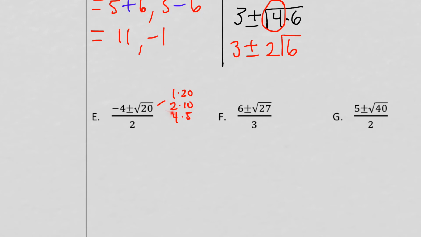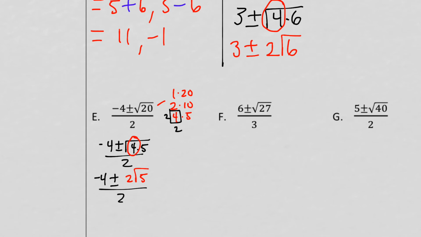If I scan these different factors, I notice that 4 is my largest perfect square. It's just 2 times 2. So I can rethink this piece of this expression. Instead of 20, write it as 4 times 5. So now I have negative 4 plus or minus the square root of 4 times 5 divided by 2. Notice how this 20 is now written as 4 times 5. And this helps because now the square root of 4 we know is equal to 2. So now I can consider this expression, negative 4 plus or minus 2 radical 5 divided by 2.